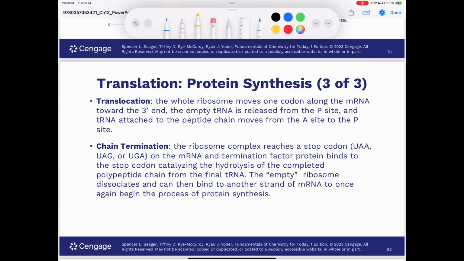The chain elongation process continues and polypeptide synthesis continues until the ribosome complex reaches a stop codon, UAA, UAG, or UGA, on the mRNA. At that point, a specific protein known as a termination factor binds to the stop codon and catalyzes the hydrolysis of the completed polypeptide chain from the final tRNA. The empty ribosome dissociates and can then bind to another strand of mRNA to once again begin the process of protein synthesis.